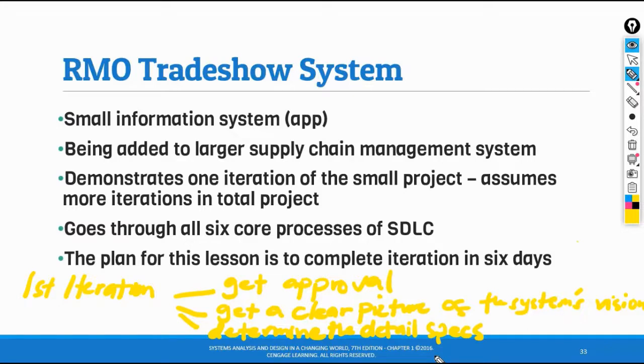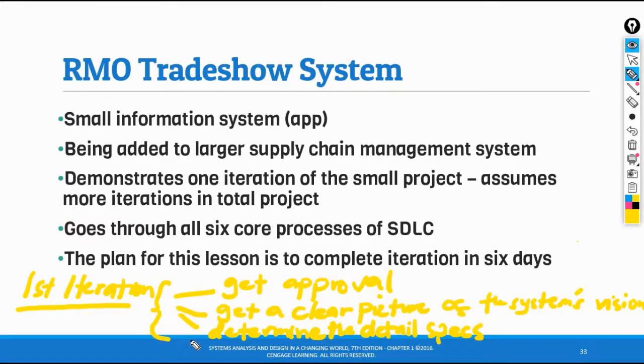And develop a solution for one portion of the system. So the second and third iterations, which we will not cover, would continue to work on the additional portions of the system based on the system vision. What I meant by the third objective, to determine the detailed specifications, is that it actually covers the analysis, design, build, and test part of the system. So in the sample project, we will touch all these objectives within the first iteration.